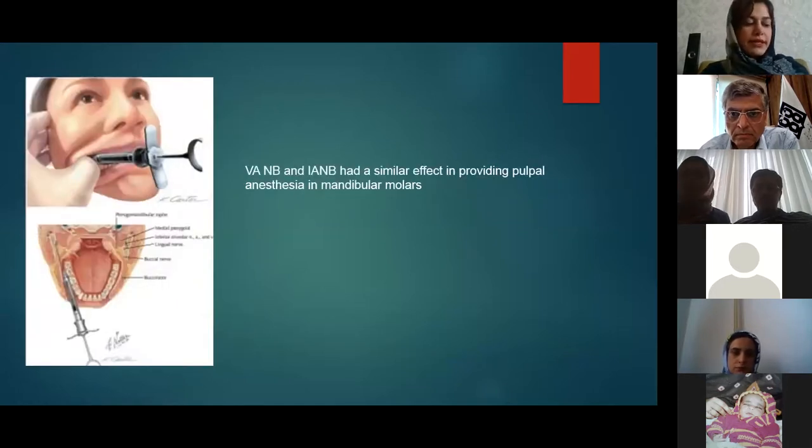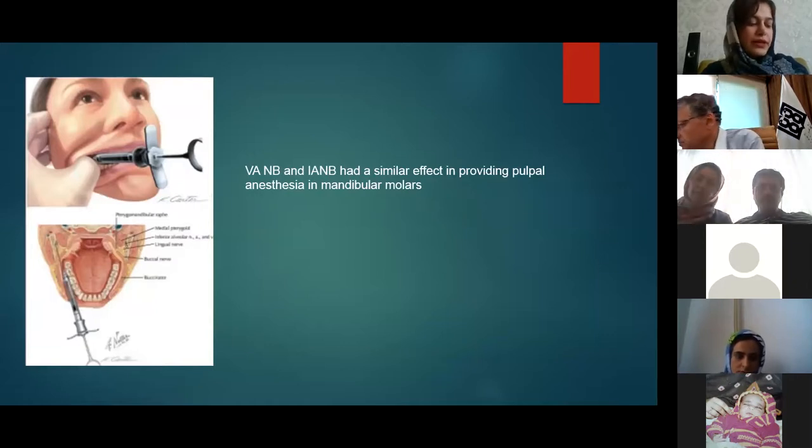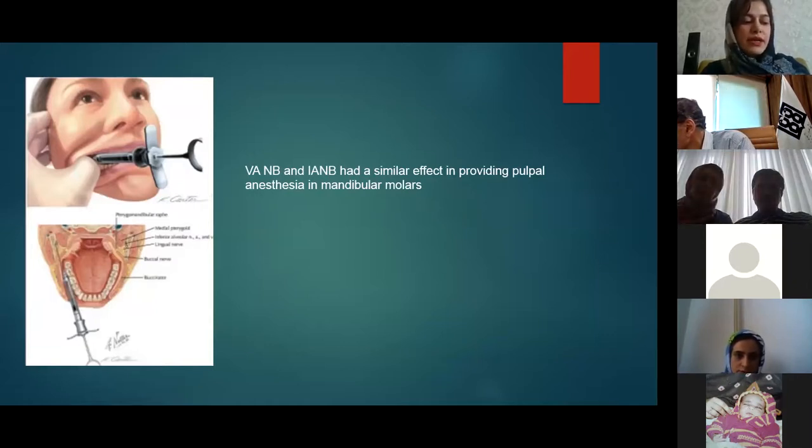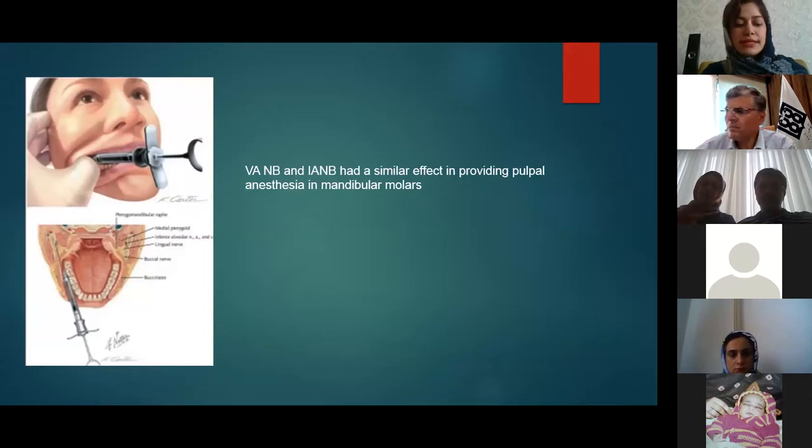The other technique is Vazirani-Akinosi, or the closed mouth technique. The target site for needle injection is the mucogingival junction of the maxillary second molar. This is the technique of choice in patients with limited mouth opening.